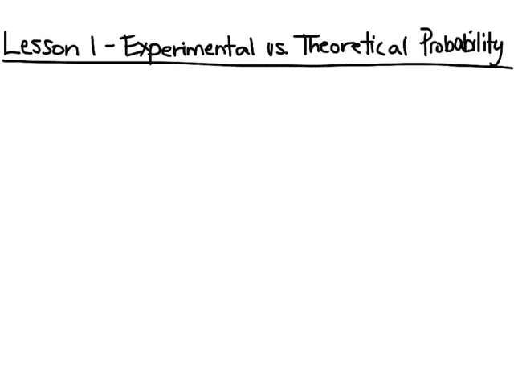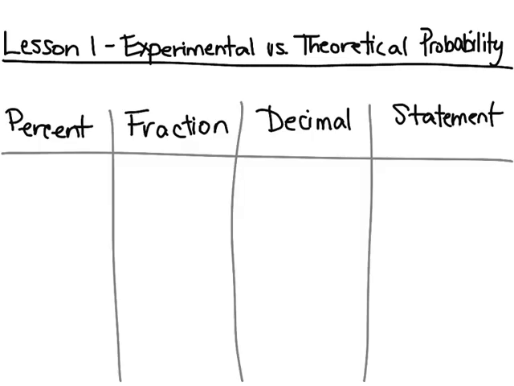Lesson 1, experimental versus theoretical probability. So probability is the likelihood that something happens. And the way that we determine it is we take the number of times an event can happen, and we take the total number of trials, or how many times it's possible to happen. And the way that we express it is in 4 ways.